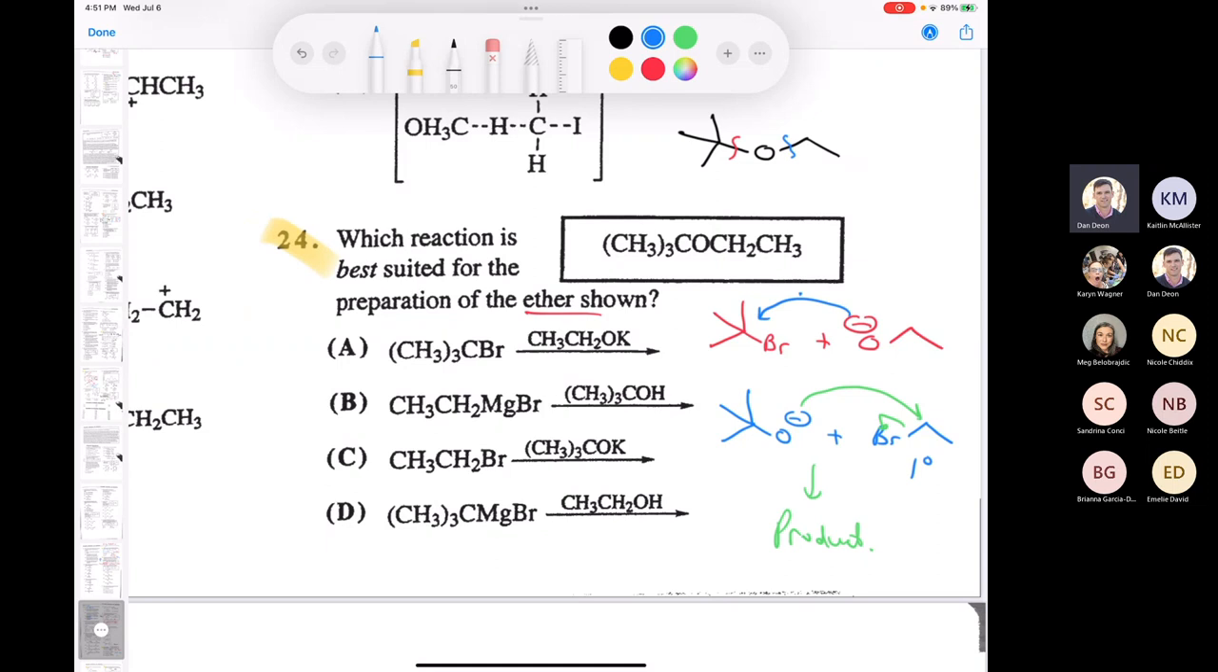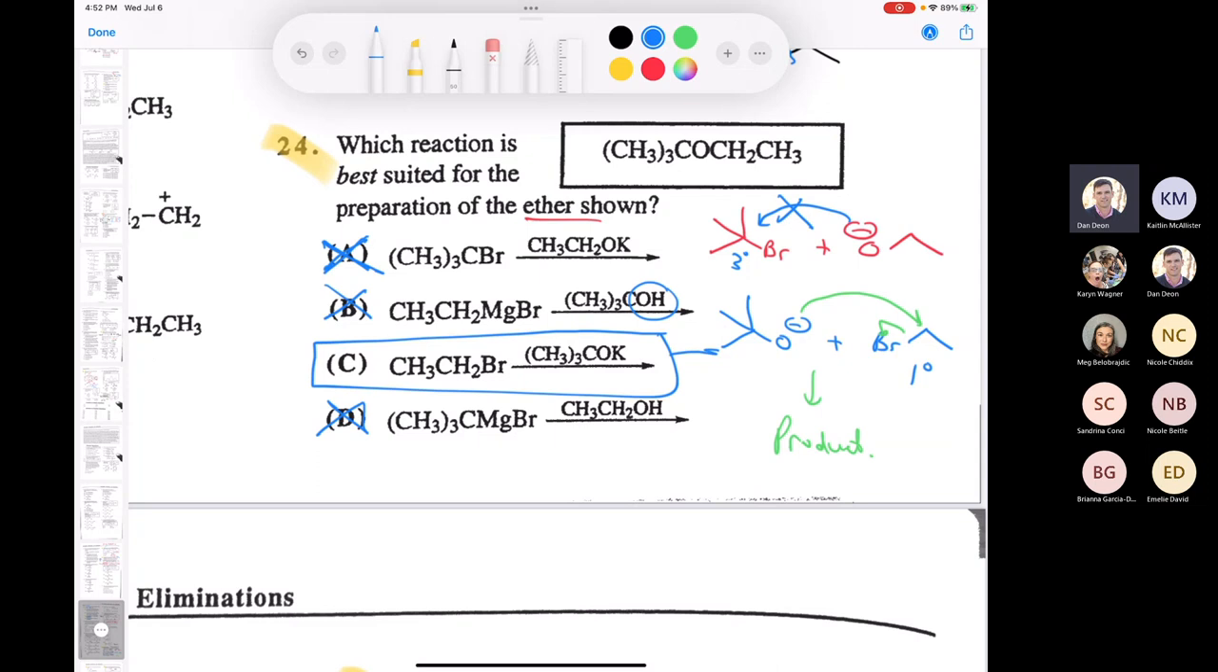So if we look at the possible answers, you can see that A is what I had written. This is not going to work. Okay, this will not work, because you have too hindered of an electrophile. This one is a Grignard reagent. That's just plain wrong. You would not use a Grignard reagent. In fact, a Grignard reagent plus an alcohol just yields deprotonation, so that won't work. However, C is what I had written in blue. Okay, that's this thing right here.